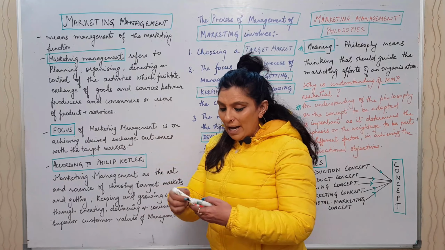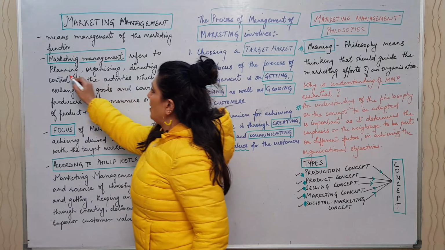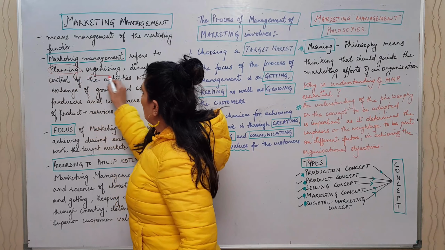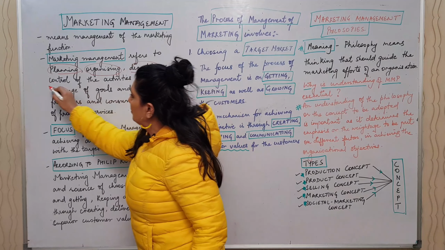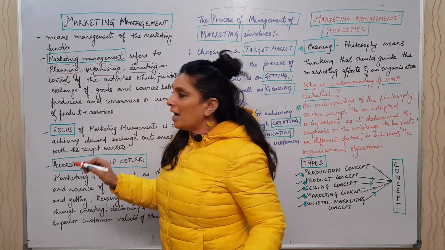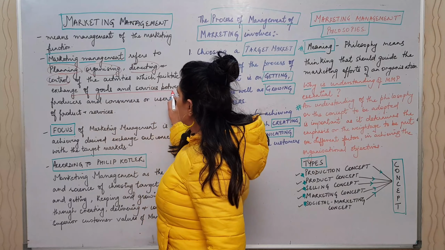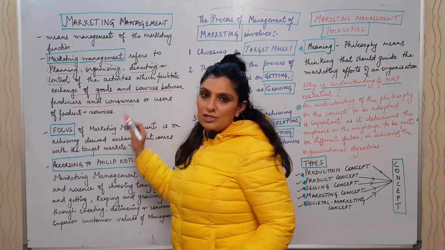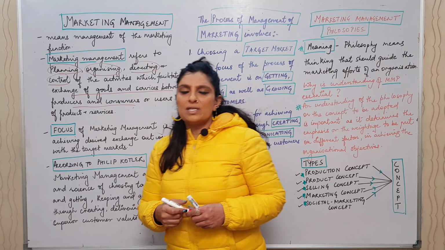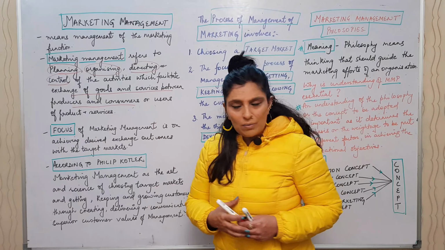services. Why am I laying emphasis here on planning, organizing? Because we plan, we organize, we direct, we control. And what are we aiming at? We're talking about exchange of goods and services between producers and consumers. Of course, of product and services. That's what marketing is all about.